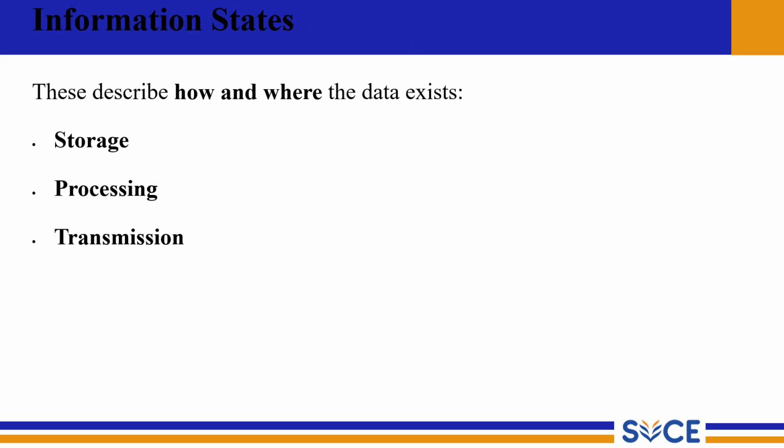So the next one is the 3 information states. These describe how and where the data exists. The first one is storage, another one is processing, and the third one is transmission. Storage always stands for data at rest, for example, databases and hard drives. Processing is data in use, for example, during calculations or edits. Next one is transmission. The data is in motion, for example, over the internet or a network.